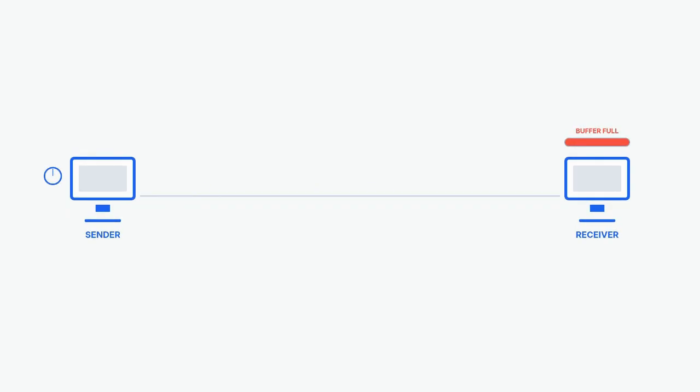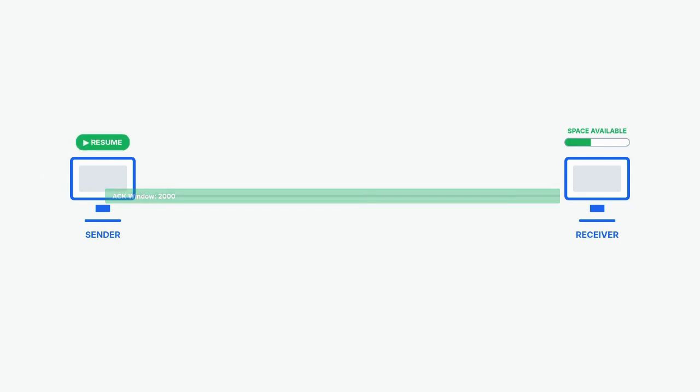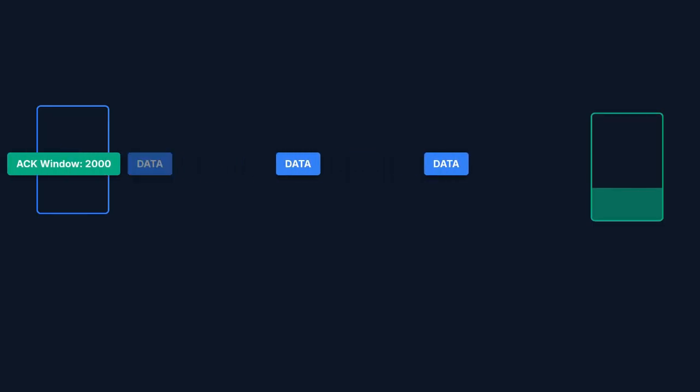However, communication doesn't completely stop. The sender periodically sends very small packets called zero window probes to check if the receiver has freed up space. For instance, after a short interval, the sender might send a 1-byte probe just to trigger a response. Once the receiver processes some data and frees up, say, 2000 bytes, it sends back an ACK with a window size of 2000, and the sender resumes transmission.